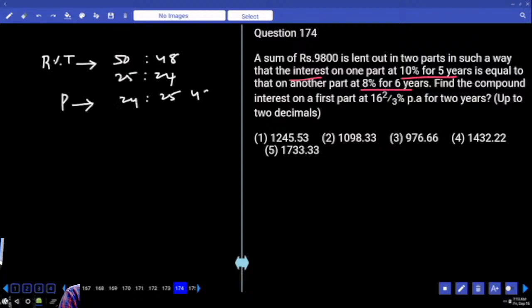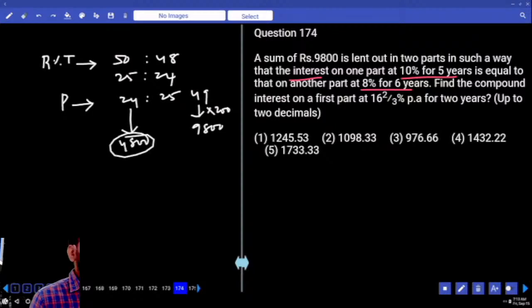Total how many parts? 49 parts. 49 parts is nothing but total principal 9800. Exactly 200 times. We need the first part, which is 4,800. Are you clear or not? That 4,800 they kept in compound interest at the rate of 16 2/3% per annum for 2 years.